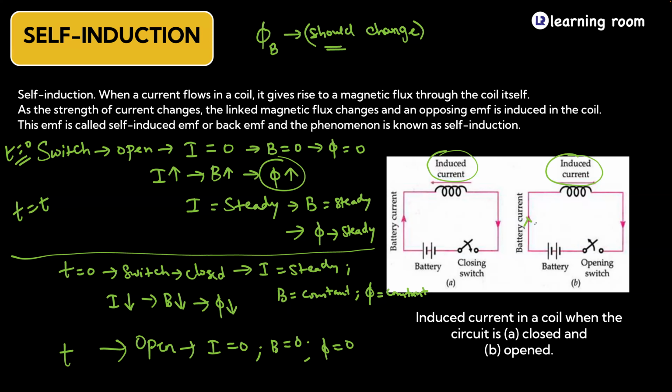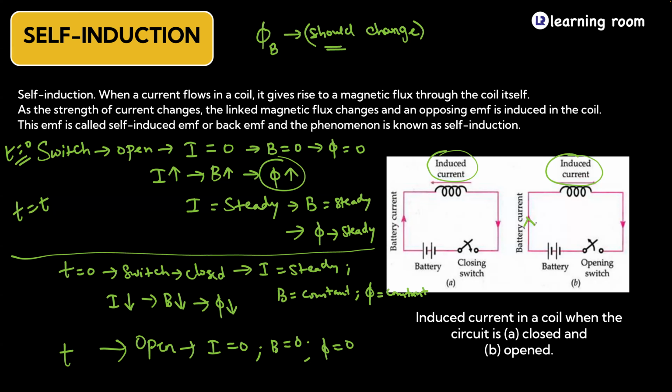So the current supplied by the battery is still going to flow in the clockwise direction. But the induced current in this case will do what? That will also flow in the clockwise direction, so that it can do the exact opposite of what we are trying to do. We are trying to decrease the current. It is saying, no, I'm not going to decrease the current, I'll increase the current. So it will come in support of the existing current.